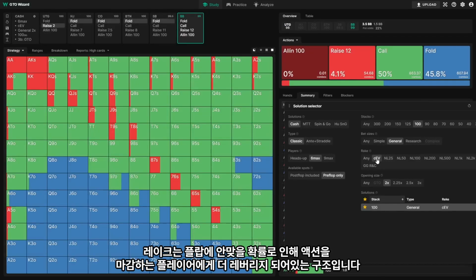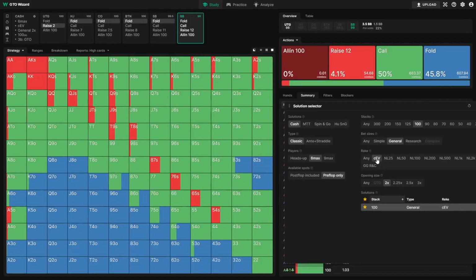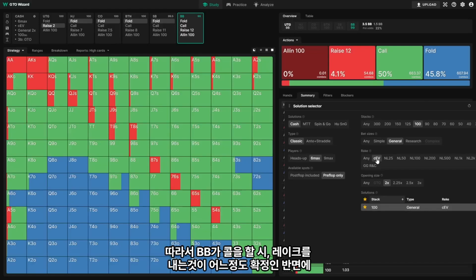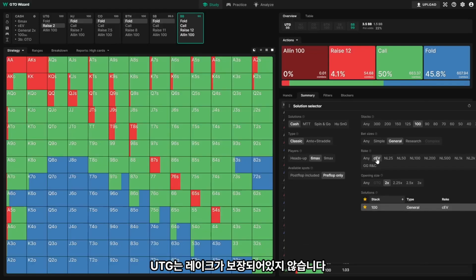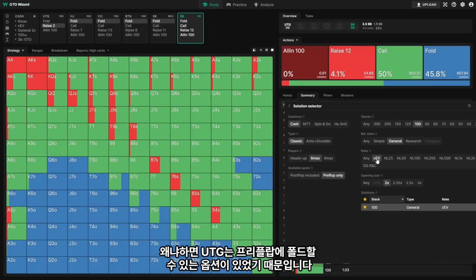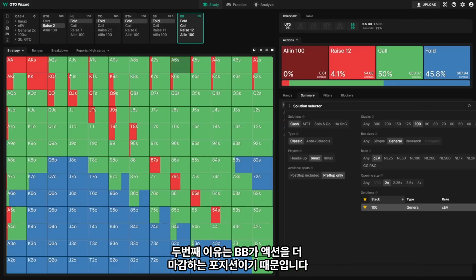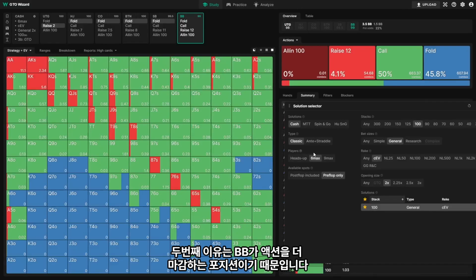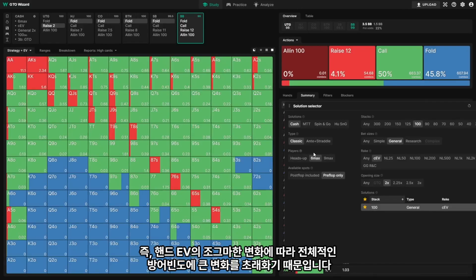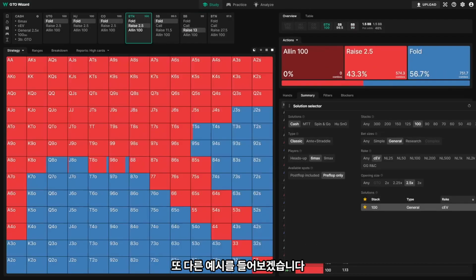The first is that rake is generally more leveraged on the player that's closing the action due to the no flop, no drop rule. So when big blind calls, they're guaranteed to get raked, whereas when under the gun opens, they are not guaranteed to get raked because it can fold pre-flop, right? The second reason is that the big blind just has more close decisions, right? Many, many more close decisions. And this means that small changes to the expected value of their hands can have big changes on their overall defending frequencies.